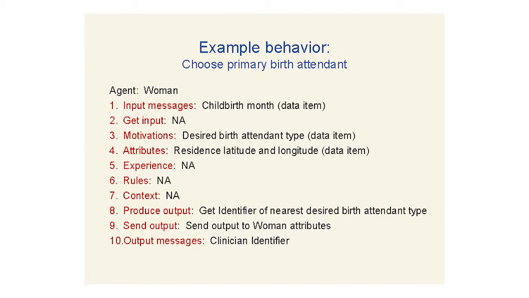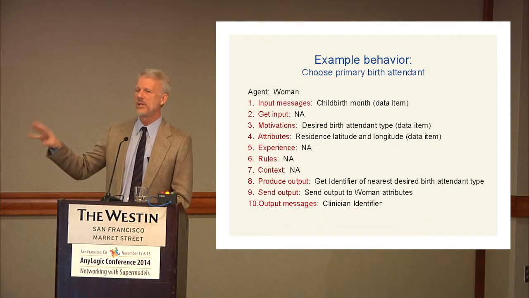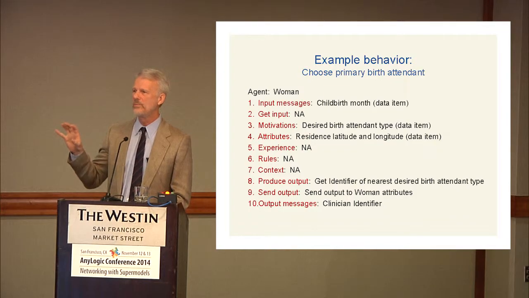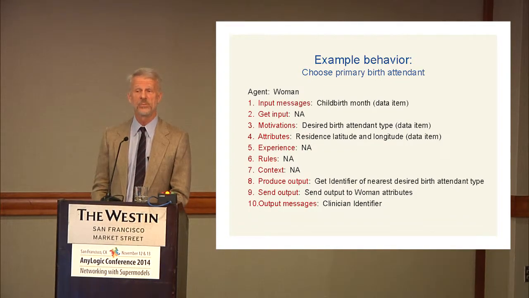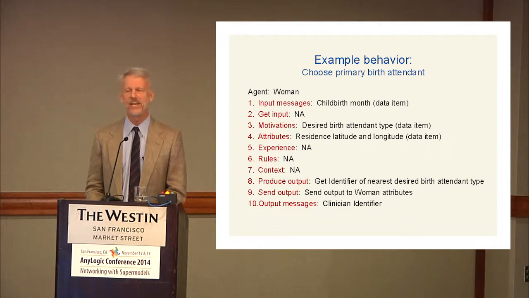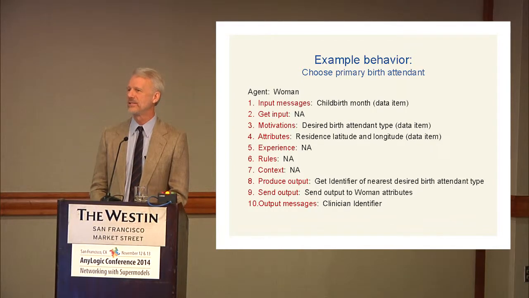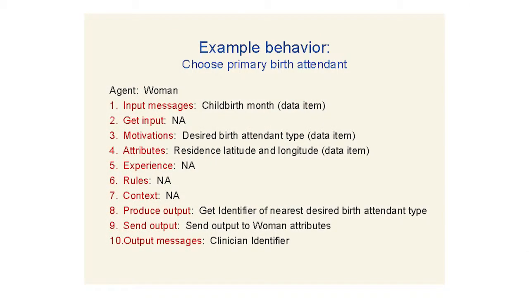She would use some data. She would have this number 8 as her produce output: she's getting the identifier of the nearest birth attendant, and then she's choosing that birth attendant. She's sending output actually back to herself for her attribute. So this is just showing that for this behavior and for much more complex behaviors, we're using one behavior template. Here's a much more involved behavior. This is how obstetricians decide the delivery method. But again, even for very involved methods, we're using the one template.